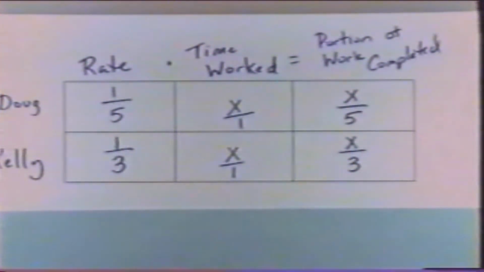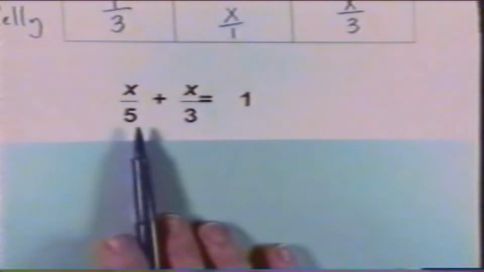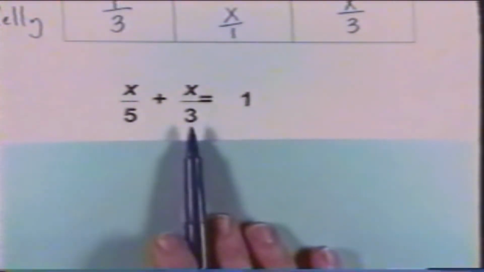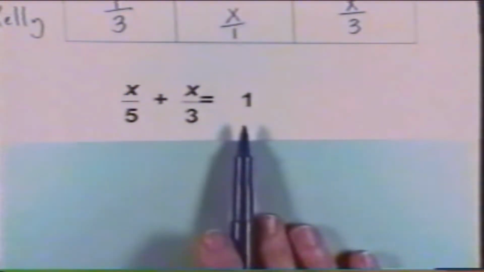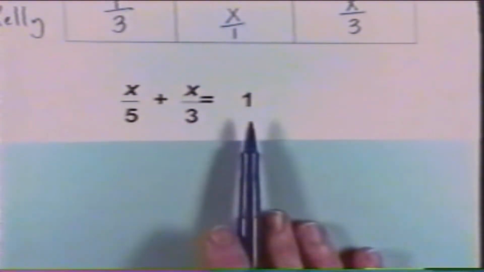What we would like is for Kelly and Doug to have completed the entire review sheet. So that means that the portion Doug has finished plus the portion Kelly has finished should equal 1. One entire review sheet. So we're going to add the two portions together and set it equal to 1.